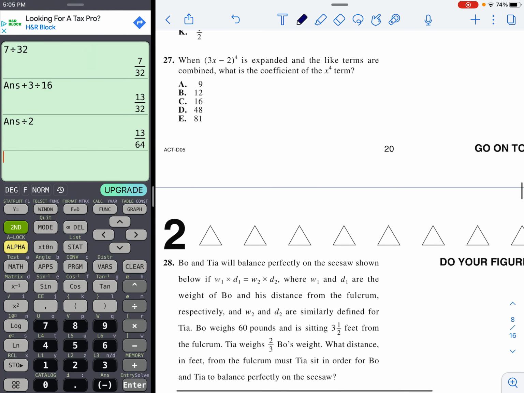When (3x minus 2) to the 4th is expanded and like terms are combined, what is the coefficient of the x to the 4th term? Ooh, I really like this one. What I saw when I saw it in my head was I said, okay, I can actually do this part a bit in my head.